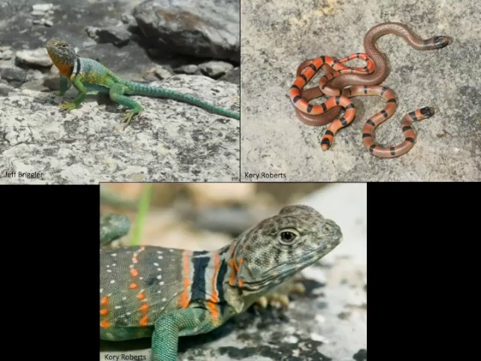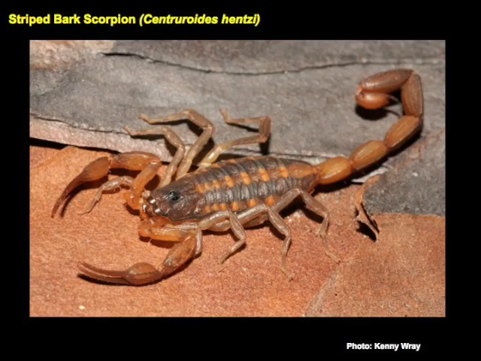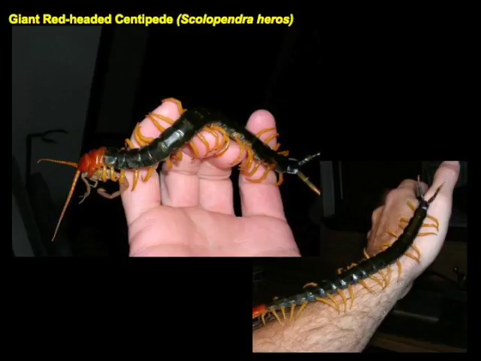This is the eastern collared lizard, which is a species of conservation concern, and the ground snake. A lot of the species in these glades and barrens will bite or sting. A lot of interesting sort of western affinities we see here, scorpions, tarantulas, etc. And my personal favorite glade animal, the giant red-headed centipede. Nothing to fool with. Has a really painful bite, and if you don't think it's mean, you can probably see that it's eating a scorpion.